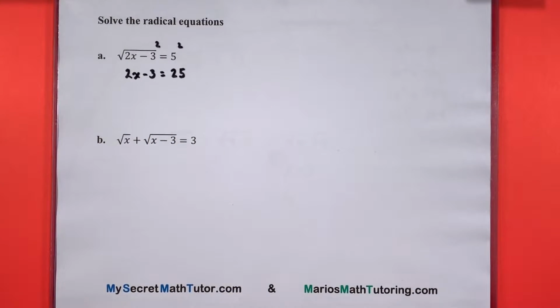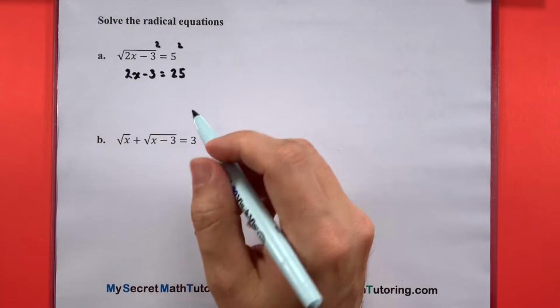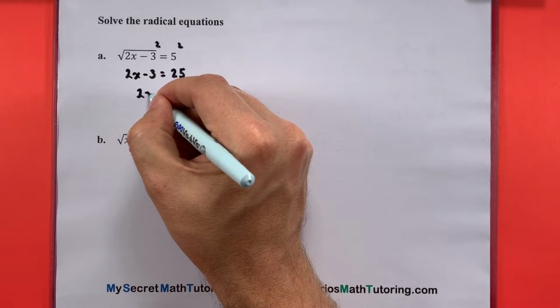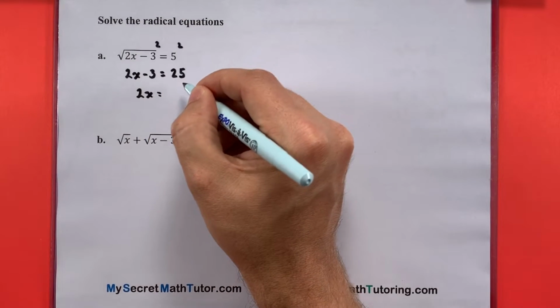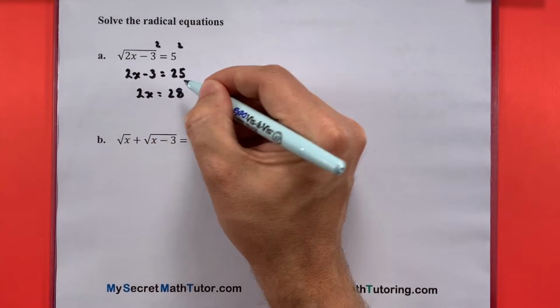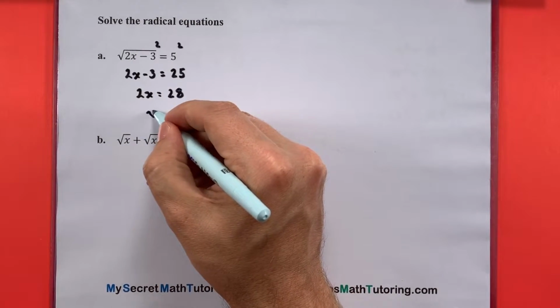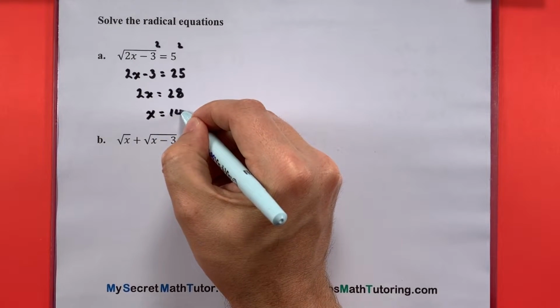Okay, so that's looking pretty good, but now it's a nice linear equation, so we want to work on getting the x all by itself. We can do that by adding 3 to both sides, giving us a 28. Dividing by 2, I get a 14.